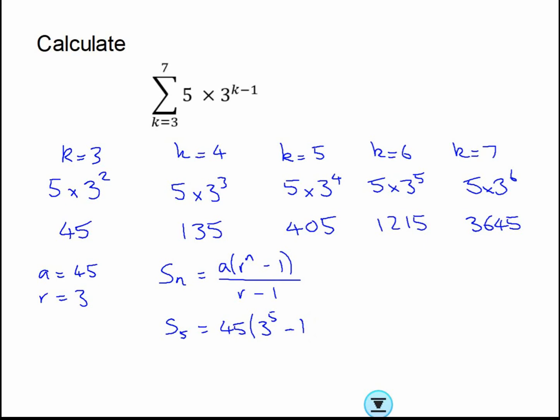Take away 1. It should be putting pluses in here, by the way. I'm just going to add those in. It's upsetting me. And that's going to all be divided by 2. So it's just a matter of popping this in your calculator now, which I'm going to do. And you get 5,445. So 1 was arithmetic, 1 was geometric. You've got to spot the difference and then use the correct formula.